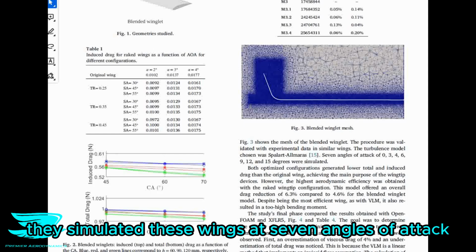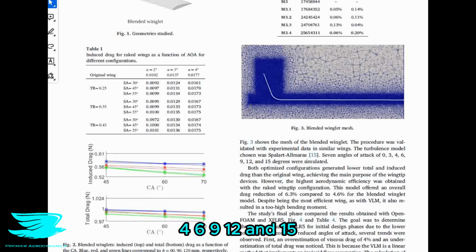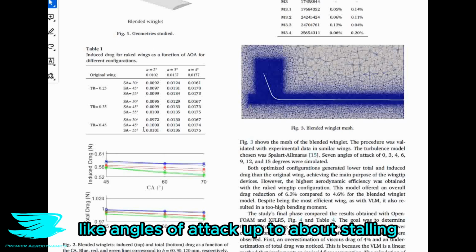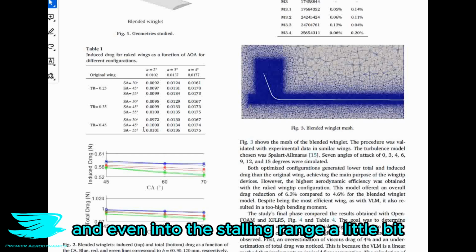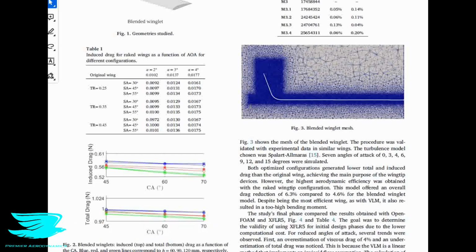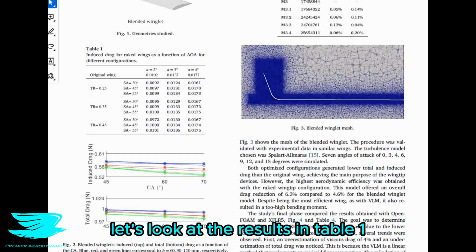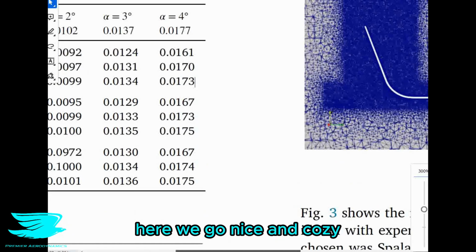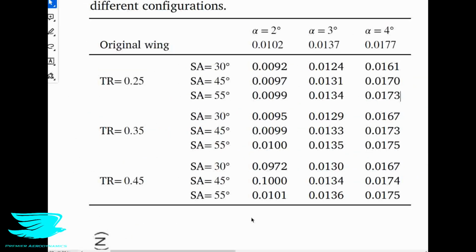So anyway, they simulated these wings at 7 angles of attack: 0 degrees, 3, 4, 6, 9, 12, and 15, which takes us through the range of low angles of attack up to about stalling and even into the stalling range a little bit. So first of all, let's look at the results in table 1. Let's zoom in here. Here we go. Nice and cozy.